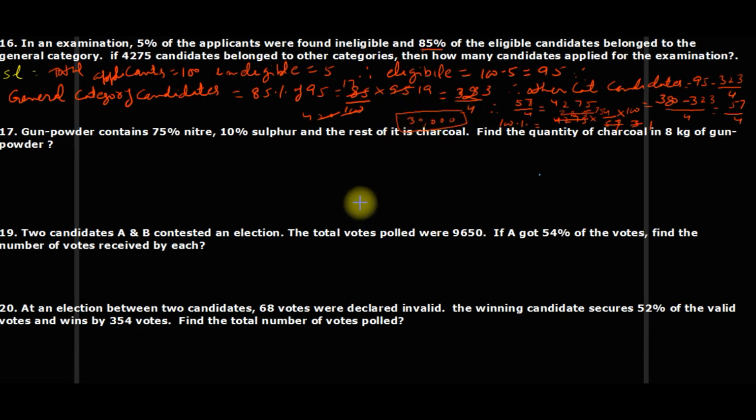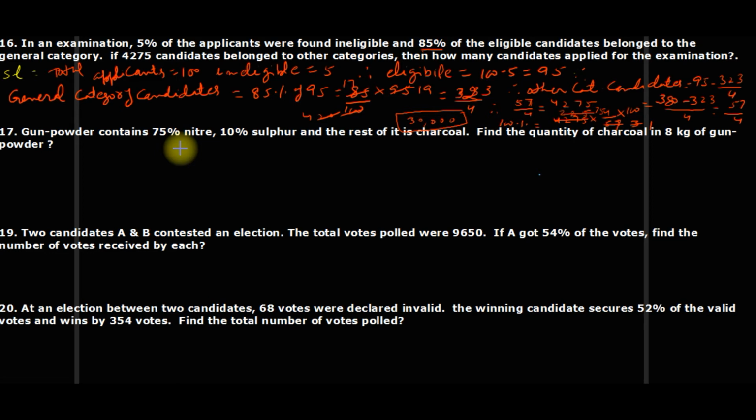Right, students? So space here was less, so we have to adjust it, right? Now we will move on to question number 17. Gunpowder contains 75% niter, 10% sulfur, and rest of it is charcoal. Find the quantity of charcoal in 8 kilogram of gunpowder.